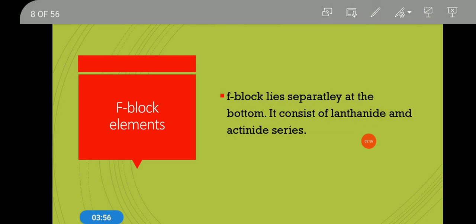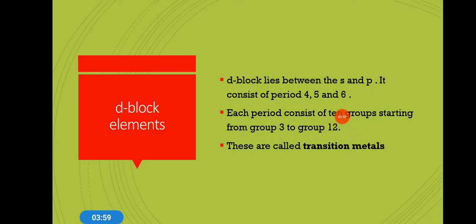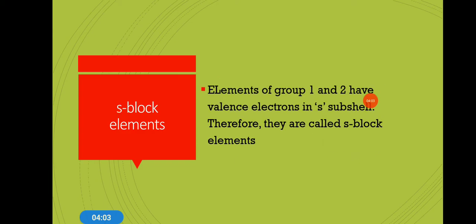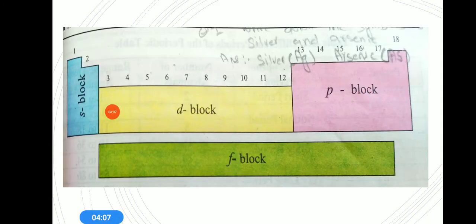Next we have D block elements, and D block elements are those elements which are called transition elements. D block lies, as I have shown you, between the S and P. Like in this you can see that D block lies in between S and P block.